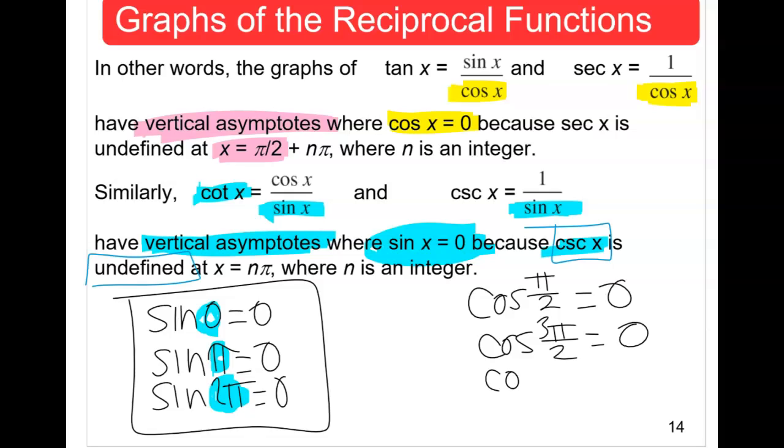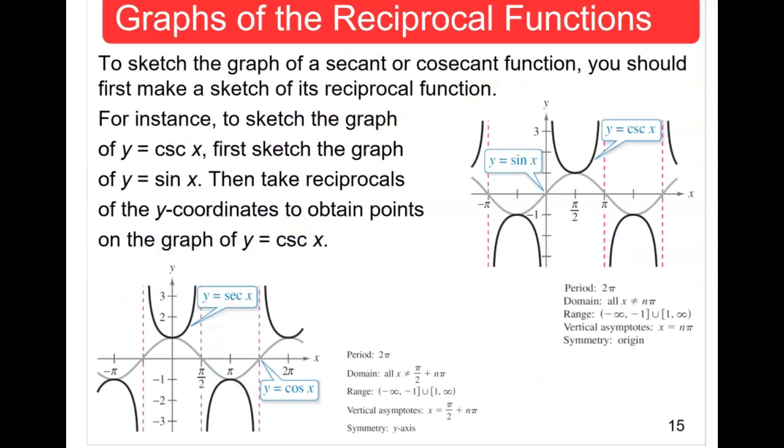And it's also equal to 0 if we want to go in the negative direction at negative pi over 2, and so on. So at those particular values, that will cause tangent and cosecant and secant to be divided by 0. So we do say that they are also undefined at those values.